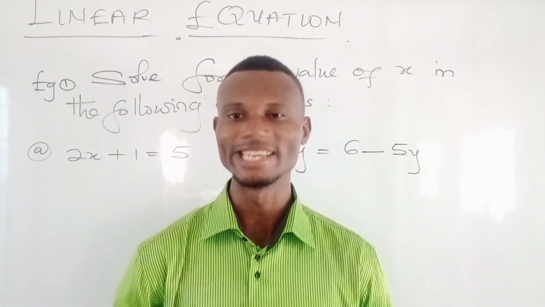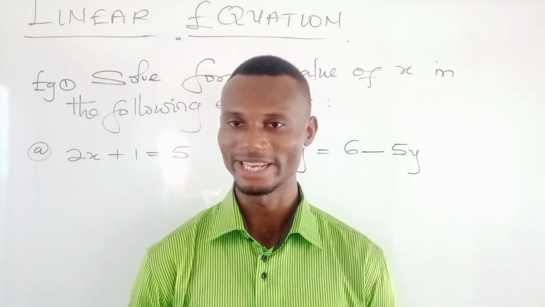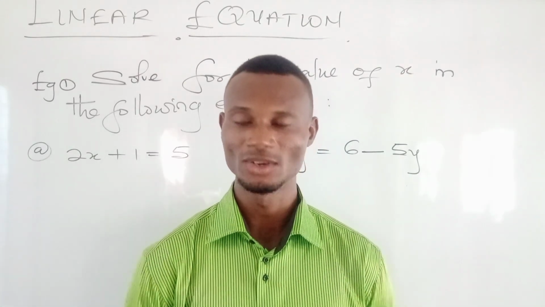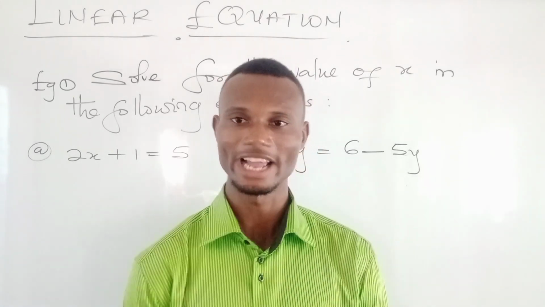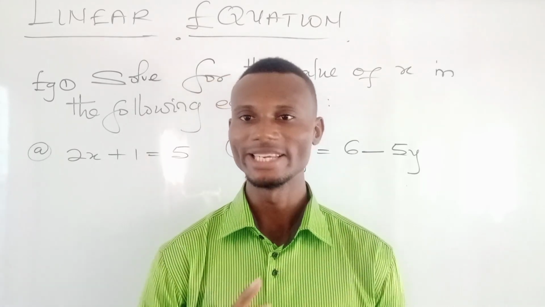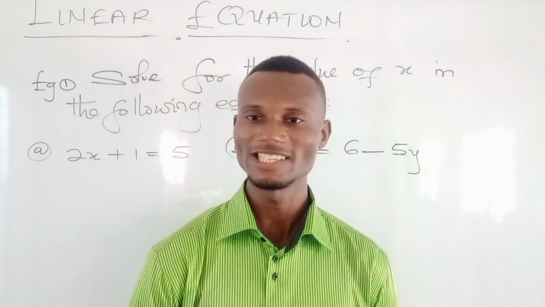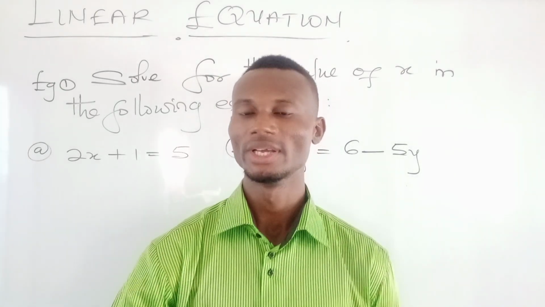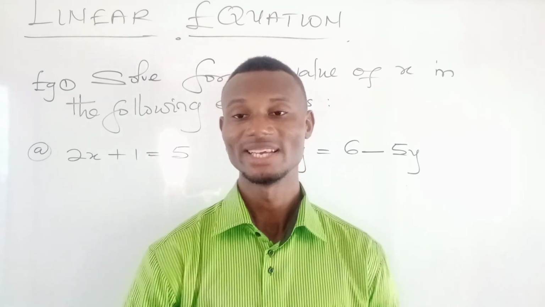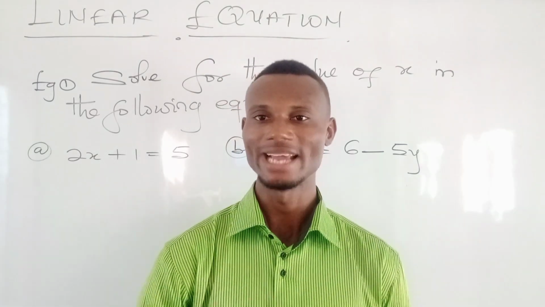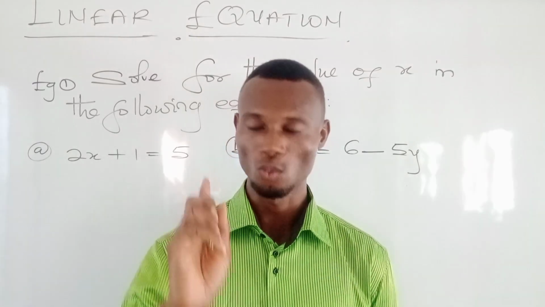So now, what is linear equation? First, don't forget I said an equation is any expression that contains an equal sign. Now we want to know what a linear equation is. A linear equation is a type of equation in which the highest power of the unknown variable in the equation is 1. Again, a linear equation is a type of equation in which the highest power of the unknown variable in the equation is 1.